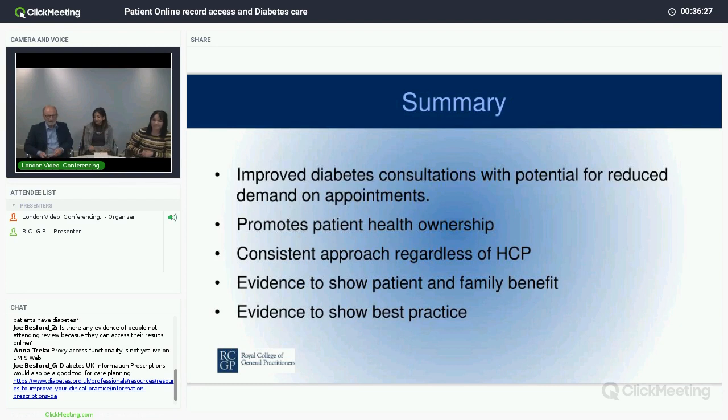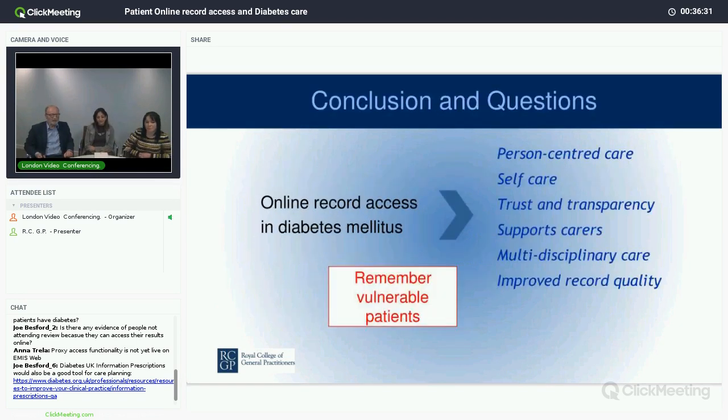Thank you very much. Well, I'll just pull this together now. We've nearly come to the end of what we have to say in the presentation. So we've been talking about online record access in diabetes and how it reflects the theory and the practice of a person-centered approach to care of patients, how it supports patients to look after themselves.